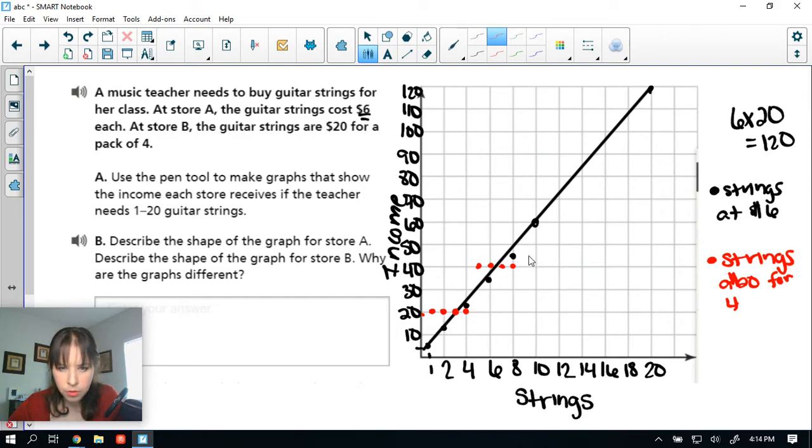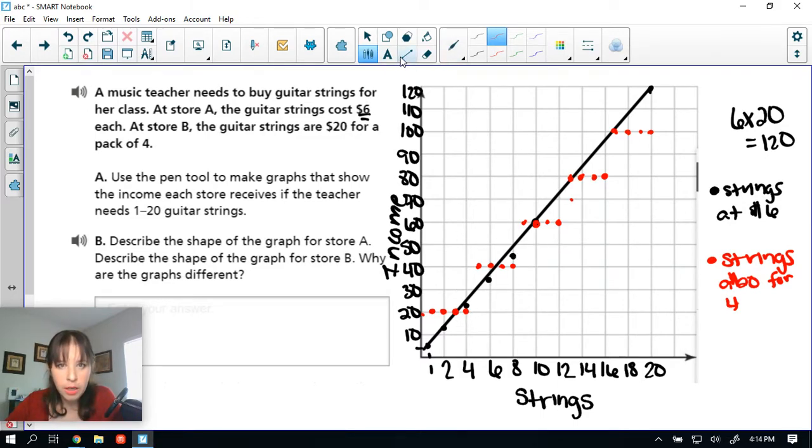The next 4 strings are going to be $60. 1, 2. And the next 4 are going to be 60, 80. And the next 4 are going to be 100. And that basically covers all our strings, because now we're at the 20 strings.